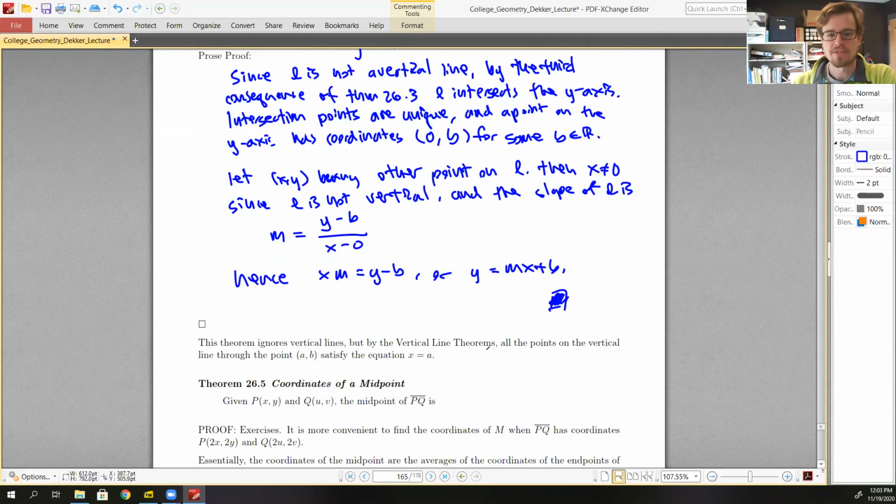So as mentioned previously, we also know what the equation for a vertical line is.